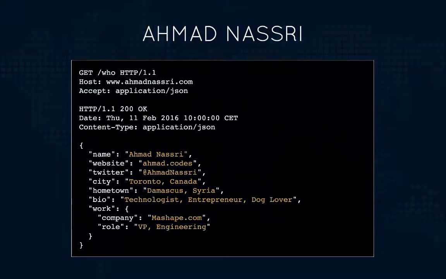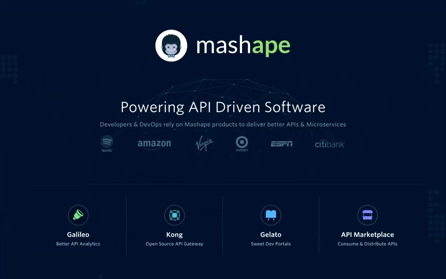This is actually a presentation we did at Node Day in Amsterdam just last week. So I'm not going to go through all the slides, but you guys are probably familiar a little bit with Mashape. We're an API company. We build API products. We focus primarily on solving API developer problems. And obviously, you guys are here to see a little bit about Kong, Galileo, and Gelato, our API management products.